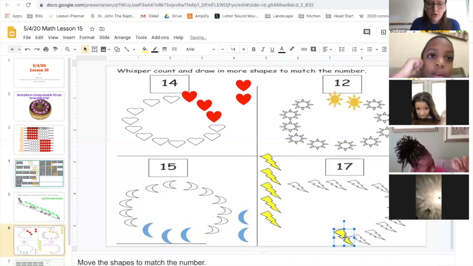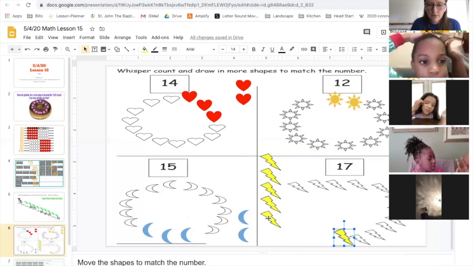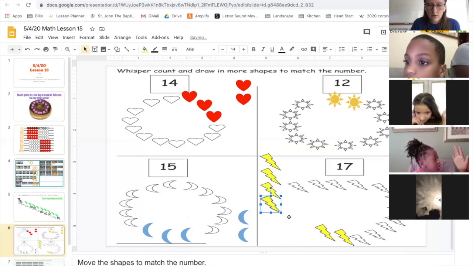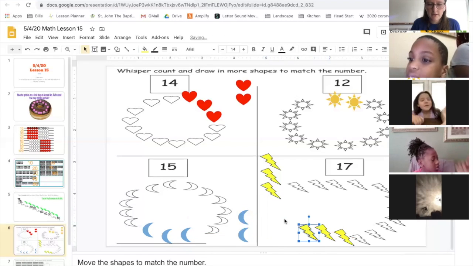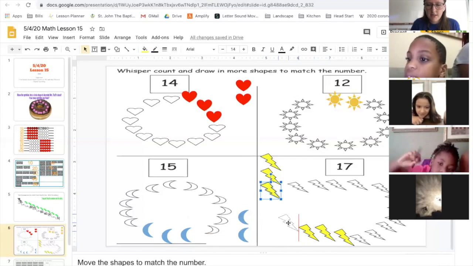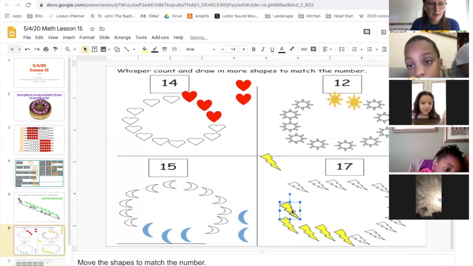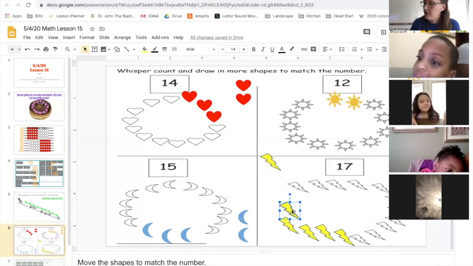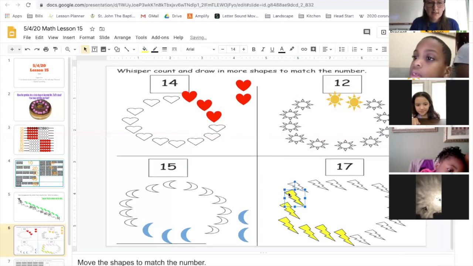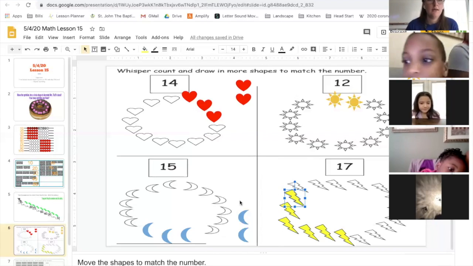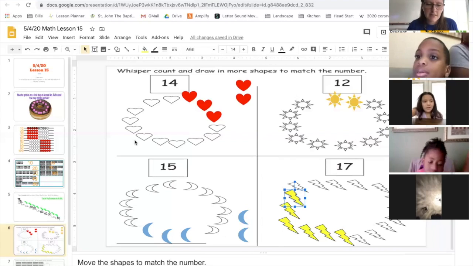All right, so now I'm going to move the next one over, and we have 12. So how many do you need? 13. 14. Good job. 15. 16. Is that enough? Nope, because we're only at 16. So one more makes it 17. Is that enough? Yes, it is. We have 17 lightning bolts to match the number 17.